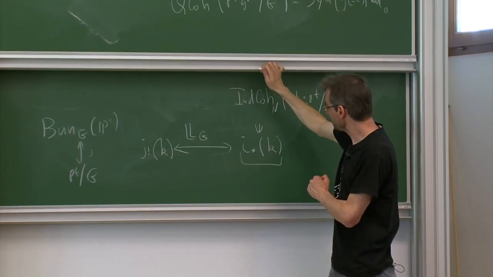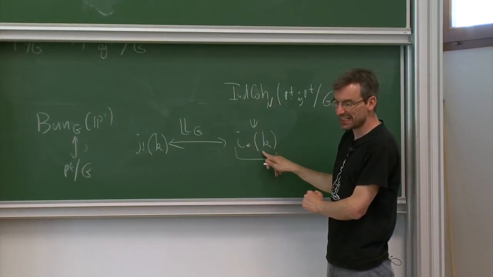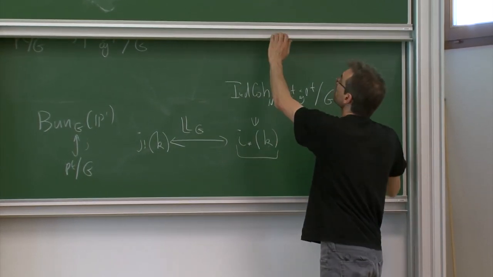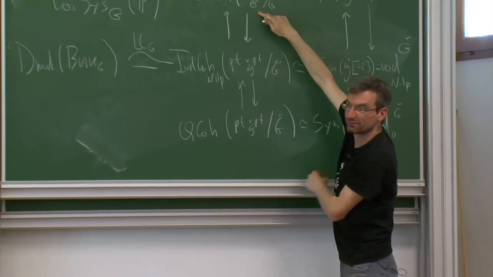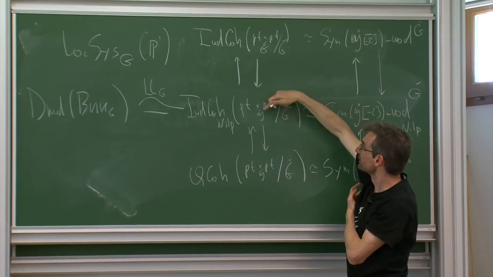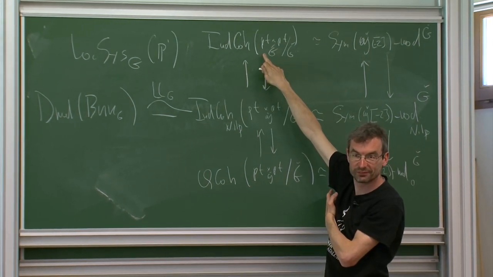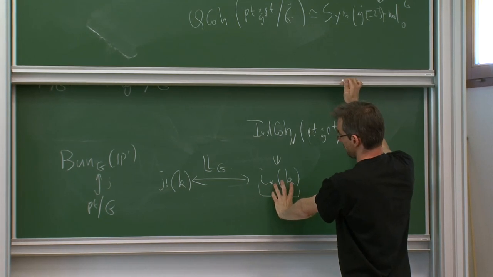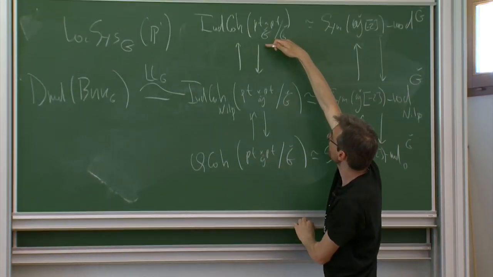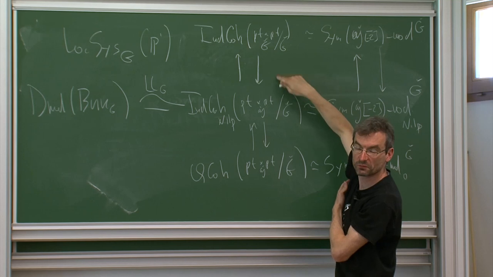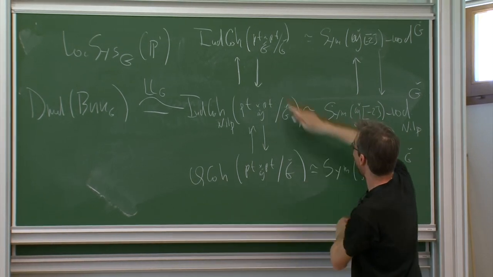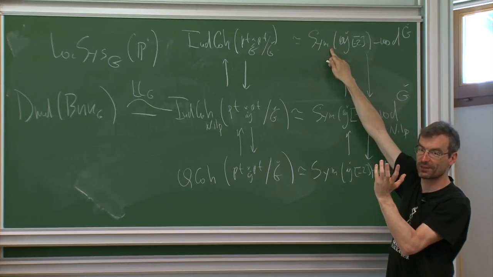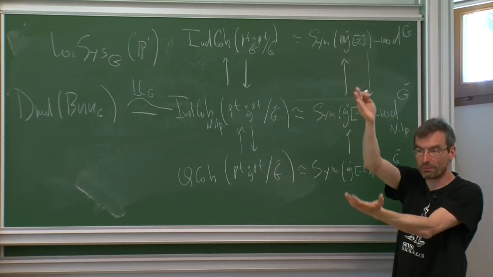Here's another possibility. You would agree that this guy is a coherent sheaf. Coherent? Sure. It lives here, therefore. But it doesn't belong to this subcategory. So the way to understand it is you interpret it as a coherent sheaf and apply this right adjoint. By the way, as a coherent sheaf, it corresponds to the structure sheaf. It's not supported on the nilpotent cone. You have to apply this right adjoint.